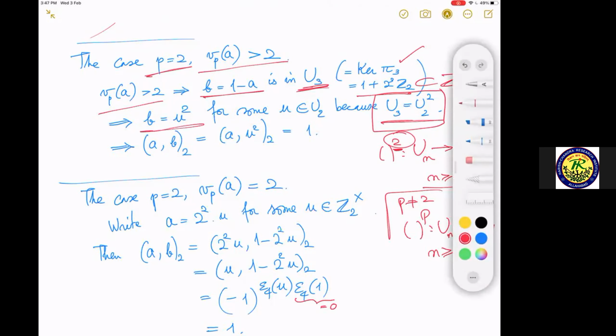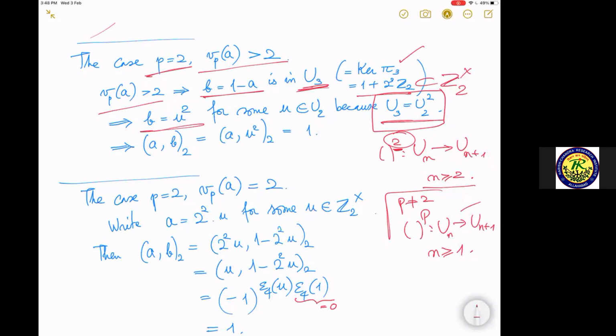So B being in U3, I can write it as U squared for some U in U2. It doesn't matter where U is, but (A, B)_2 is then going to be (A, U squared)_2, and that's always equal to 1. Okay. So this case is easy, you see.